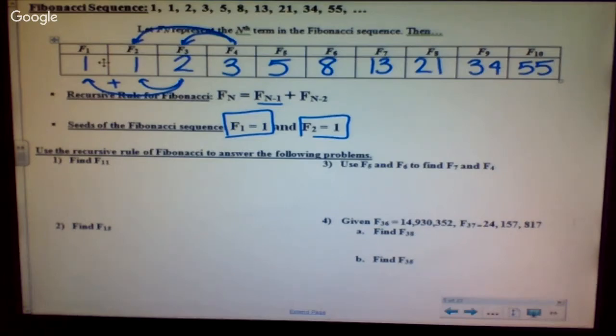Okay, so if I asked you to find f sub 11, how would we do that? 55 plus 34. Good. We need to add together f sub 10 plus f sub 9. And f sub 10 is a 55 plus f sub 9, which is a 34. 89. So f sub 11 is 89.